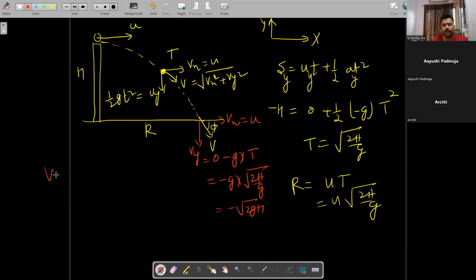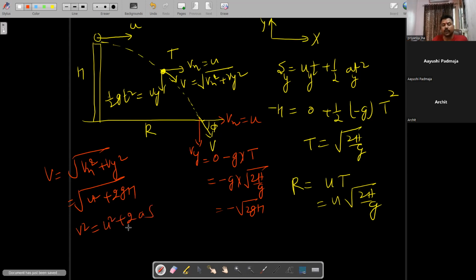So at any moment you can find the speed, that is under root Vx squared plus Vy squared. So this is u squared plus 2gh. You can see that v squared equals u squared plus 2as, where a is minus g and displacement s is minus h. So you get the same thing from it. You can also, without doing all these things, simply apply v squared equals u squared plus 2as, and you will get the same result.